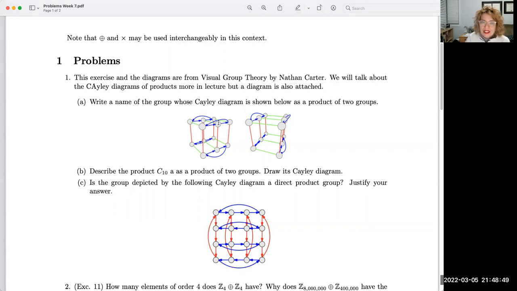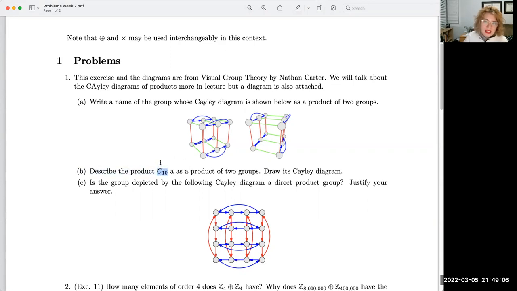Okay, so here I see copies of Z3 at each node of a Klein 4 group. So I know that it's Z3 times K4.